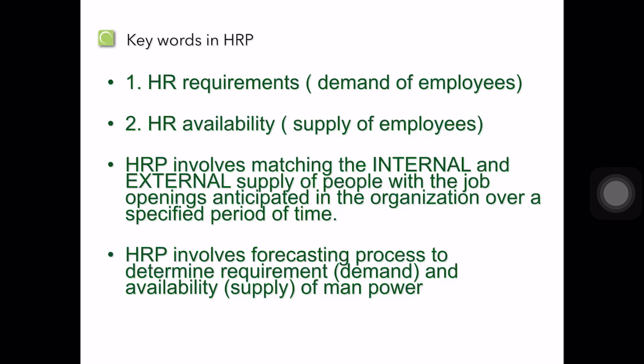Kalau kita kata dengan availability tu maksudnya sama ada sesuatu pekerjaan tu masih available ataupun tidak. So itu kita perlukan supply of employee lah. Kalau kita kekurangan, maka kekurangan pekerja, maka kita perlulah supply of employee. So next, saya kata kat situ, human resource planning involve matching the internal and also external supply of people with the job openings that available within the organisation over a period of time. So basically ini definition macam Mondi cakap, sama juga explanation dia macam previous slide.